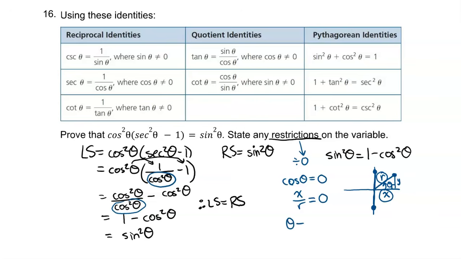So we can conclude that theta cannot be 90 or 270. So this identity is always true except for those two possible angles between 0 and 360.